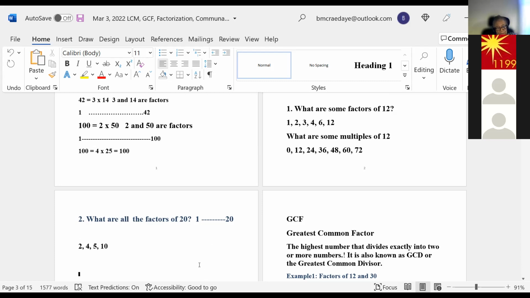Do you agree, Maureen? I think we have 20. Okay, let me just do them like this. So we put the 1. All right. 2, 4, 5, 10, 20. Okay. So those are the factors.